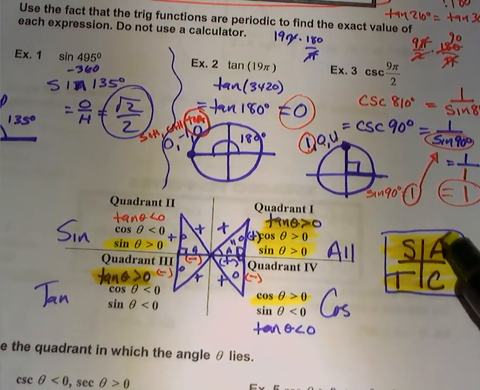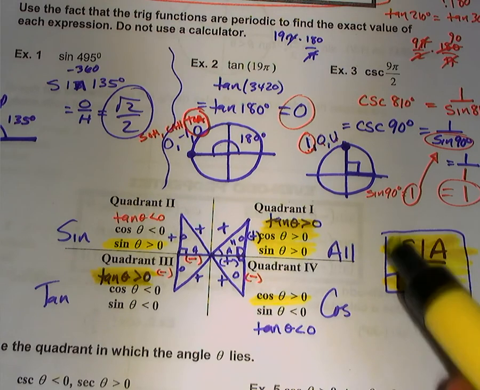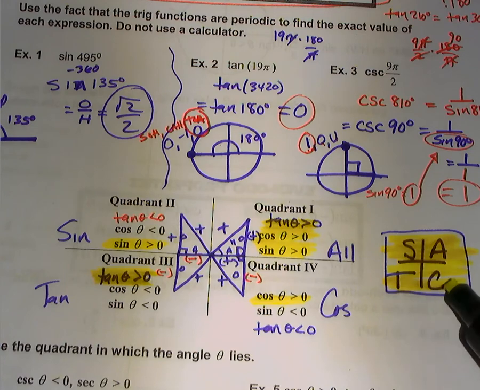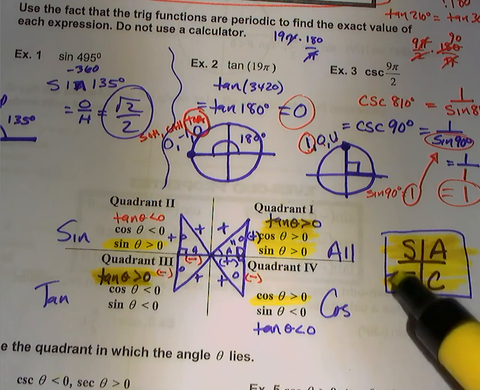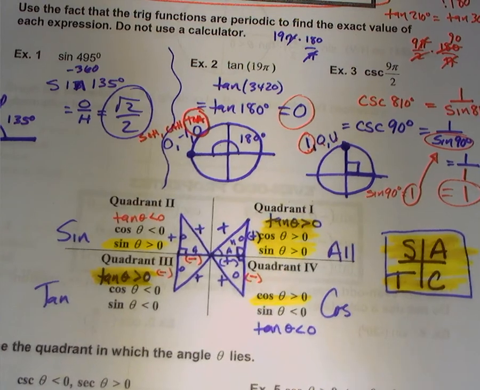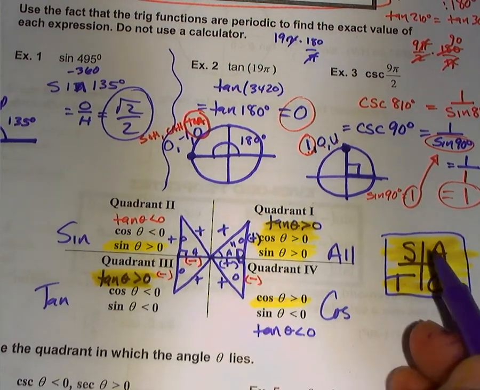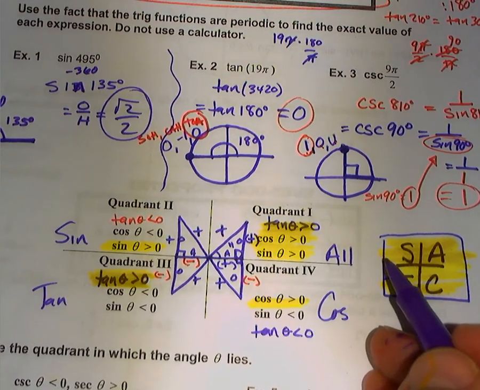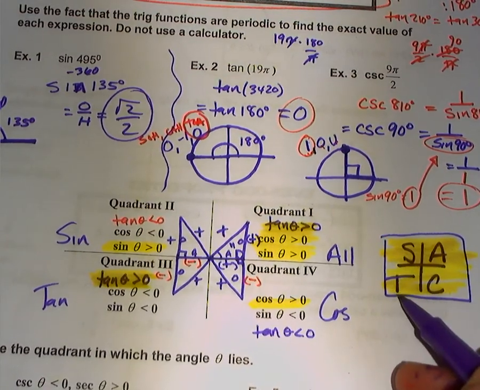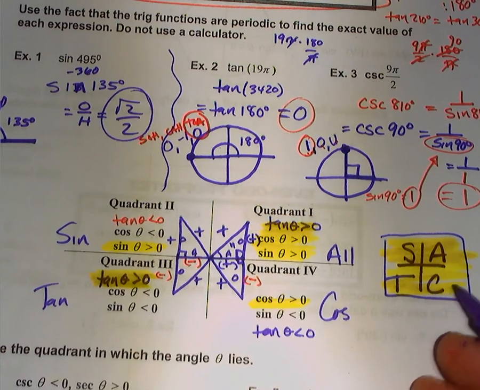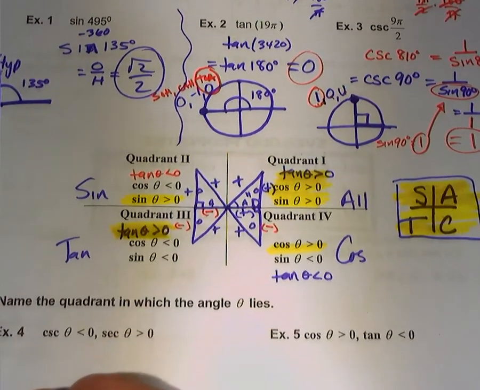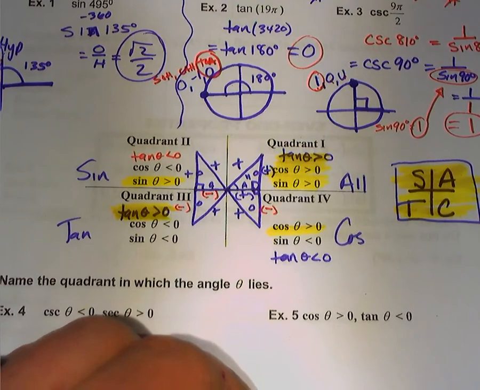And the little mnemonic, have you guys heard this one before? Diego, remember this one? All students take calculus. All of them are positive. Only sine is positive in quadrant 2. Only tangent in quadrant 3, and only cosine in quadrant 4. And that's because when you start moving around these quadrants, things start becoming negative. Okay, so all students take calculus.